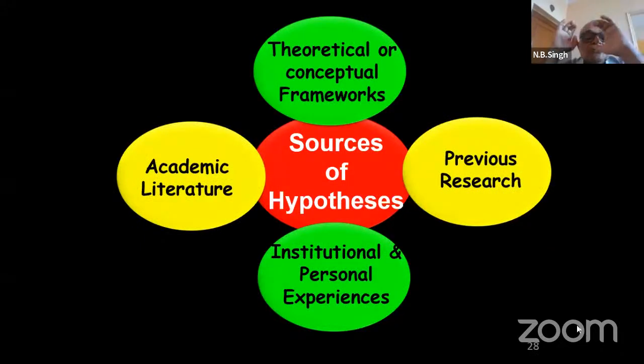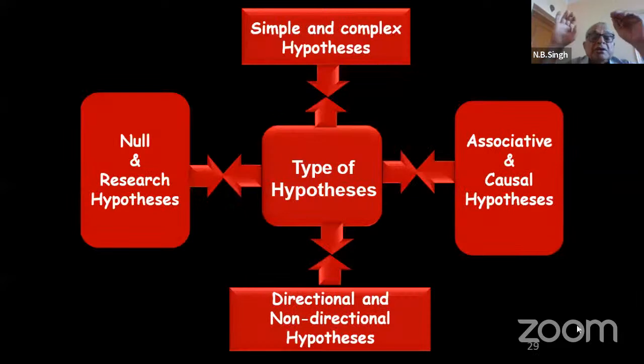Now, there are different sources for developing a hypothesis: theoretical or conceptual framework, previous research work, instrumental and personal experience, academic literature. So these are some of the things based on which you can develop your hypothesis. Different types of hypotheses are known: simple and complex hypothesis, associative and causal hypothesis, directional and non-directional hypothesis, null and research hypothesis.